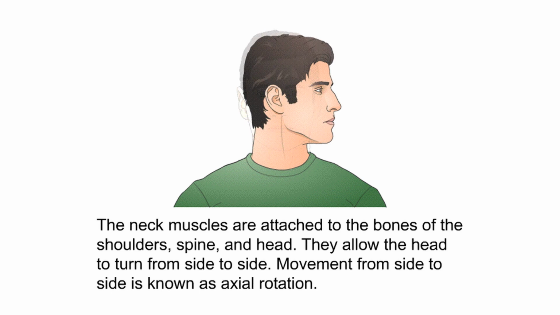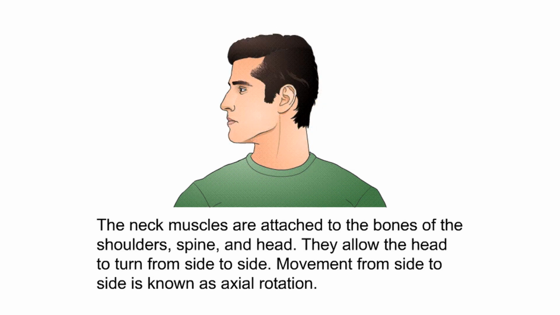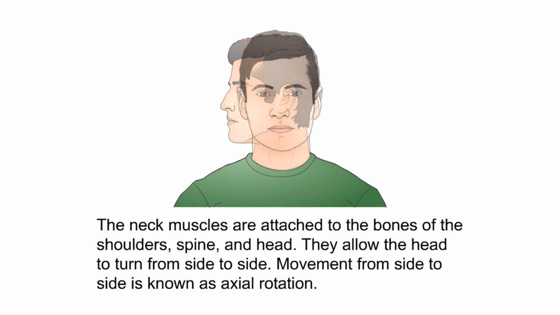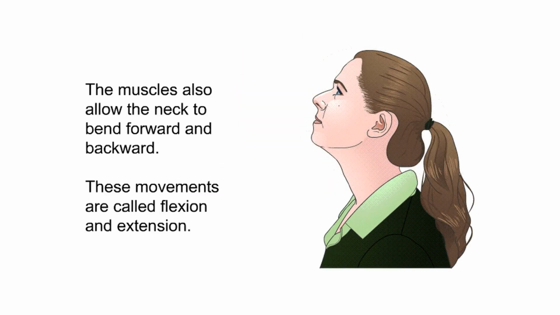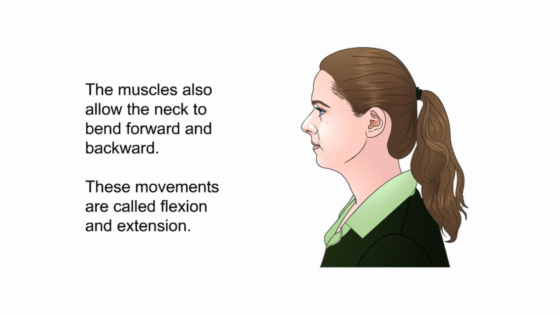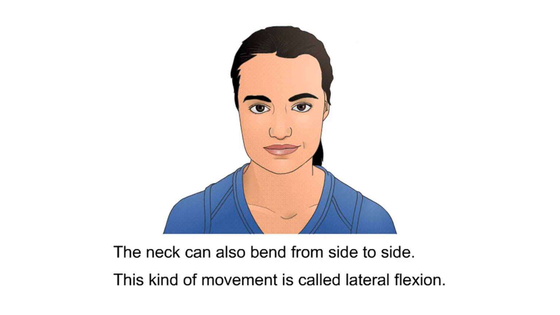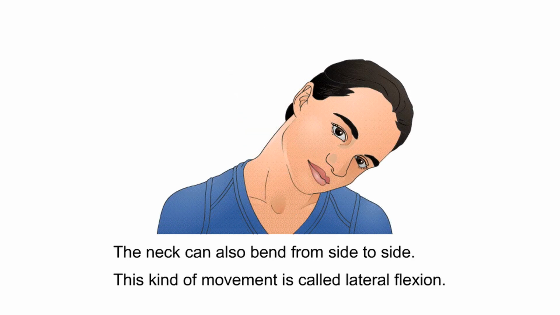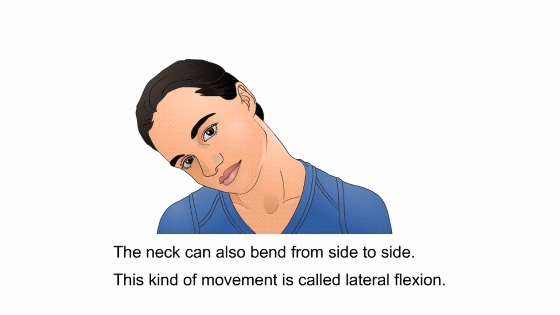The neck muscles are attached to the bones of the shoulders, spine, and head. They allow the head to turn from side to side. Movement from side to side is known as axial rotation. The muscles also allow the neck to bend forward and backward. These movements are called flexion and extension. The neck can also bend from side to side. This kind of movement is called lateral flexion.